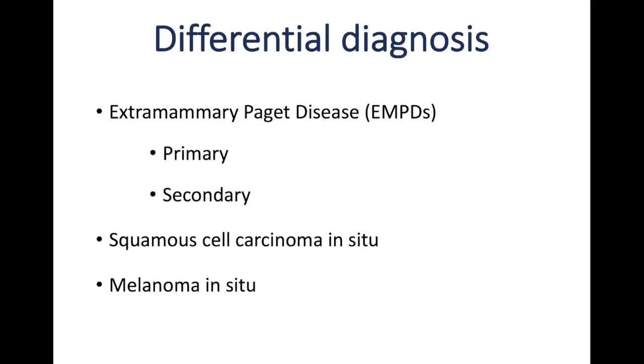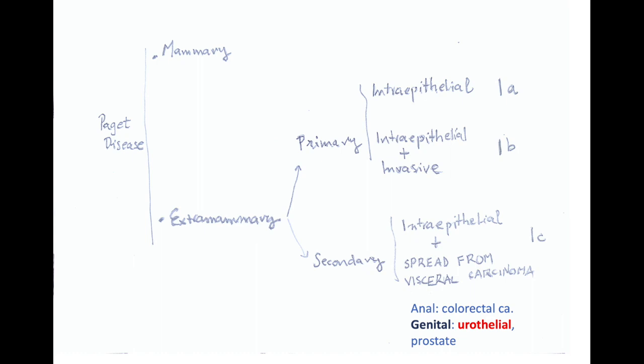Okay, with the hematoxylin and eosin, the differential diagnosis is with extramammary Paget disease, which could be primary or secondary. It is also important to exclude squamous cell carcinoma in situ and melanoma in situ. Paget disease is a distinct intraepithelial adenocarcinoma with pagetoid growth pattern. This is classified in two categories, mammary and extramammary. Mammary accounts for 90% of the Paget disease, occurring in the nipple and areola. The spread of ductal carcinoma or invasive ductal carcinoma is the most frequent situation.